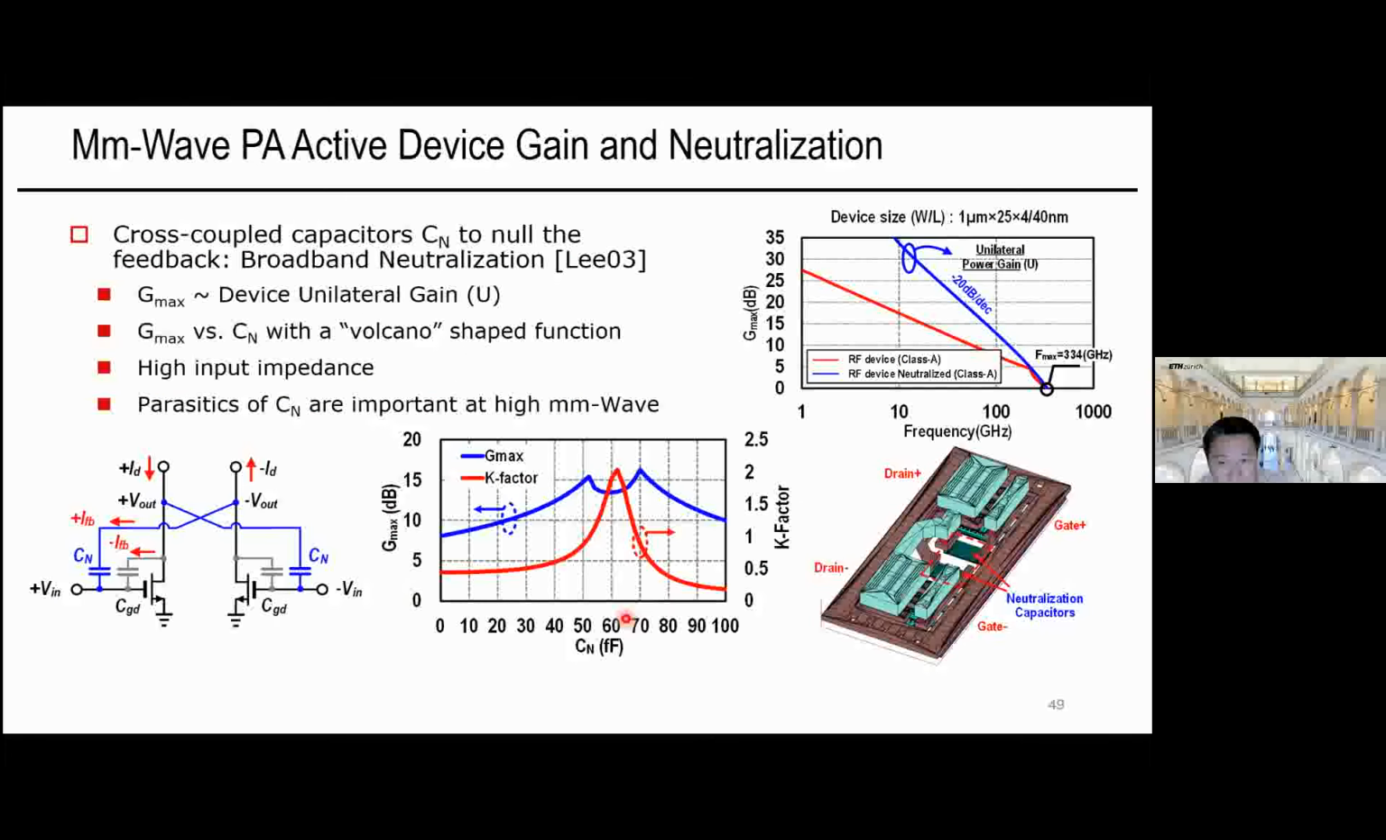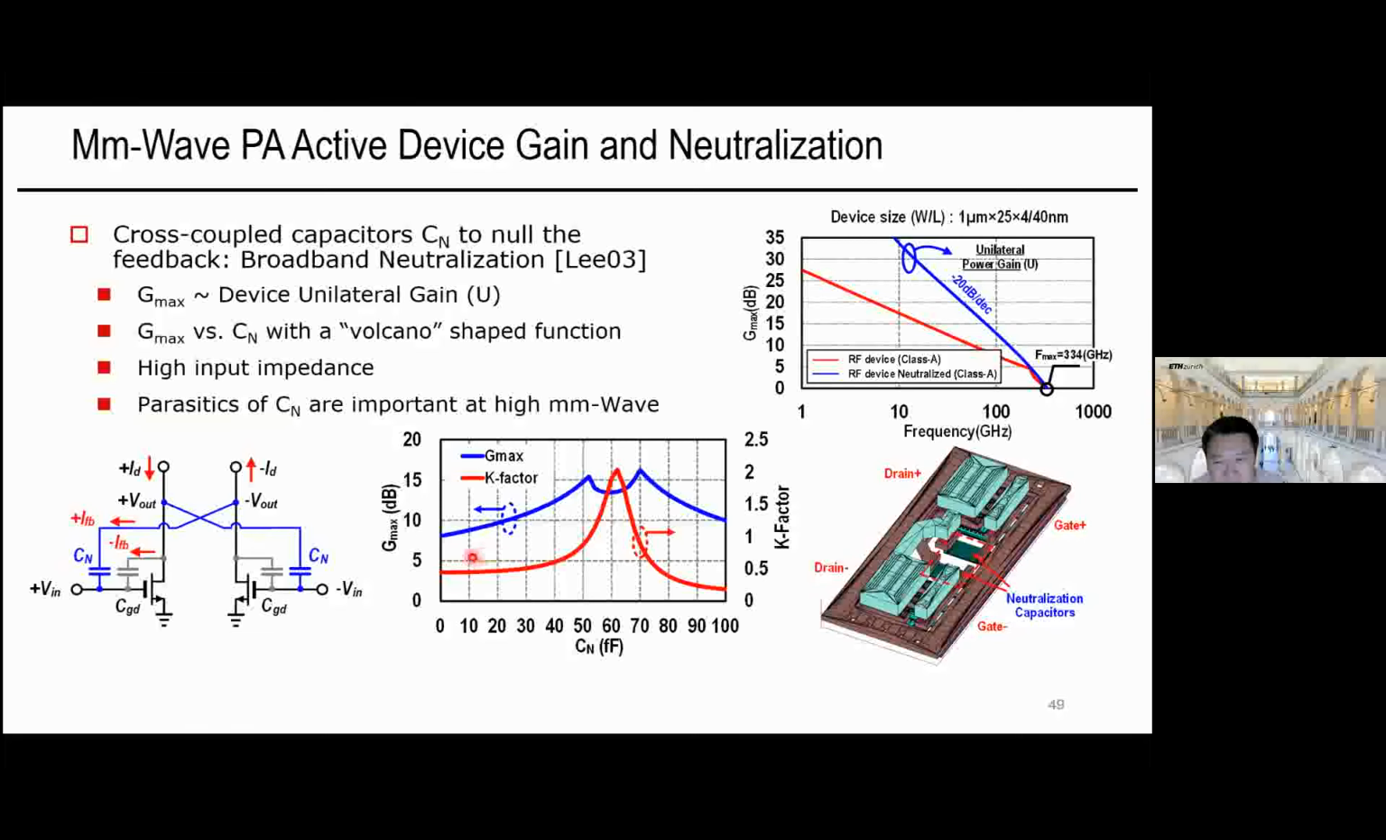Okay, so we know that millimeter-wave PAs often use the neutralization technique to cancel the device parasitic feedback, like CGD in the MOSFET, to improve the gain and also stability. A popular technique is to build a differential amplifier and use cross-coupled capacitance. Here it's called CN. The CN can provide feedback current with the opposite sign, and therefore cancel the intrinsic CGD feedback. This is also a broadband neutralization solution, and that can unilateralize the device, boost the gain and enhance the stability.